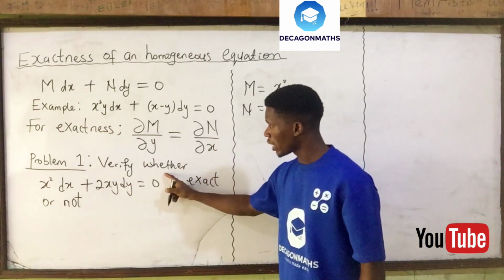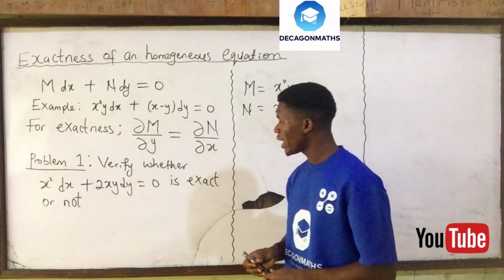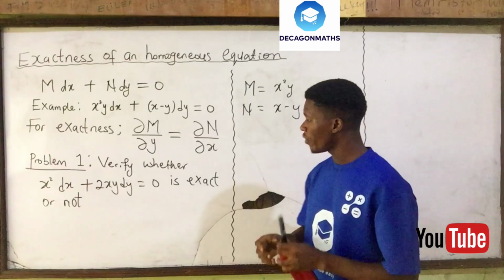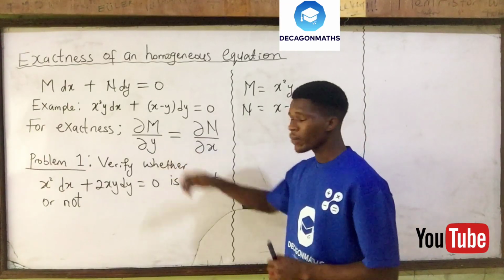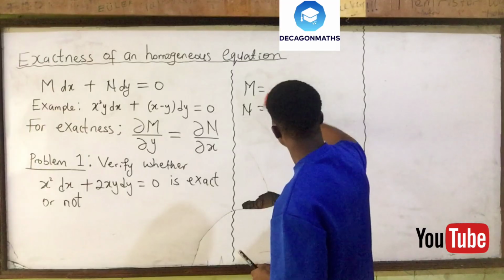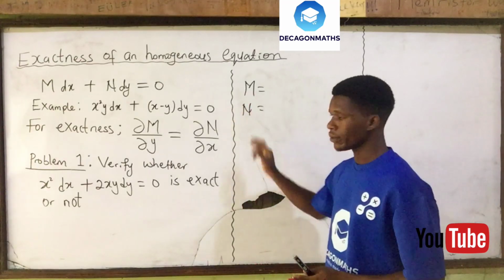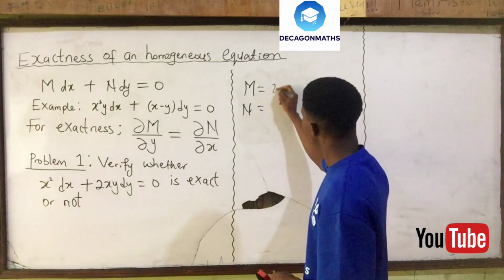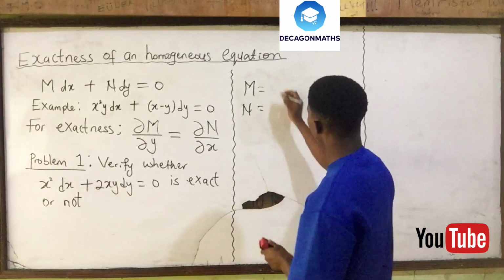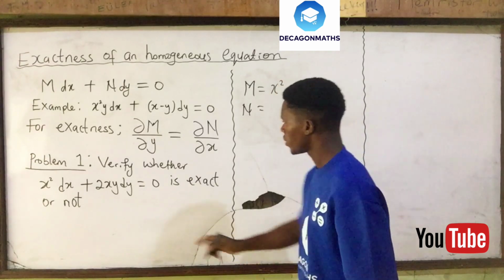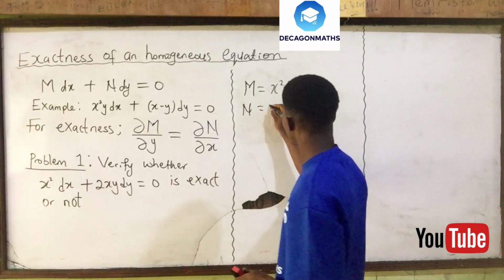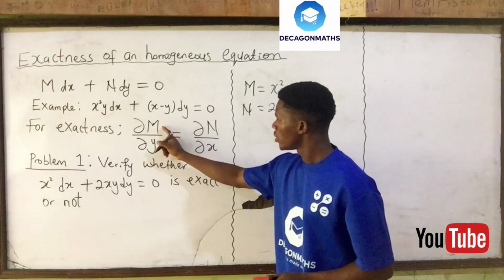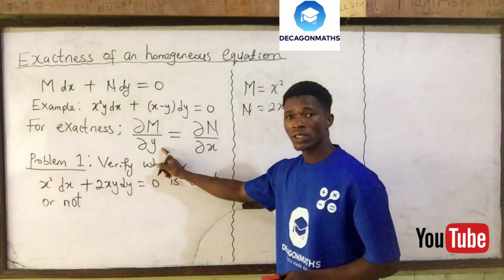So let's take a look at this problem. We have to verify whether x squared dx plus 2xy dy equals 0 is exact or not. So the first thing we are going to do is to follow this. Now let's write out our M and N. Given this, obviously our M is x squared, while our N is 2xy. Alright, now I'm going to find the partial derivative of M with respect to y.